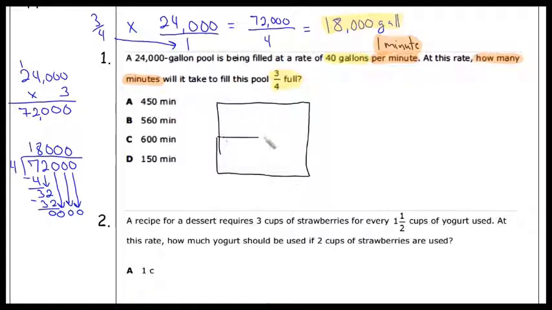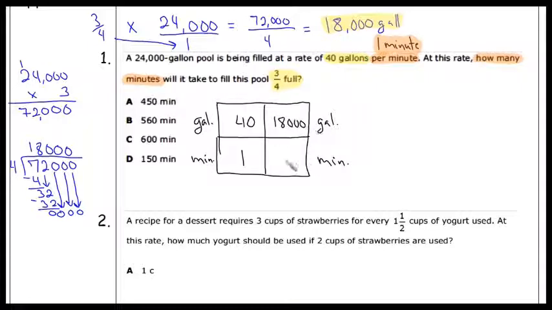And I'm going to label it with my two things that are being compared. In this case, we have gallons. So I'm going to put gallons on the top. And I have minutes. Okay, so now the gallons. There's 40 gallons, so I'm going to put 40 gallons. And that says per minute, per 1 minute. So that means I'm going to put a 1 minute right here. The other amount of gallons that we have is 18,000. So I'm going to put 18,000 right here. And I don't know how many minutes it's going to be. So I'll put a T for time in this case. You can put any letter you want.